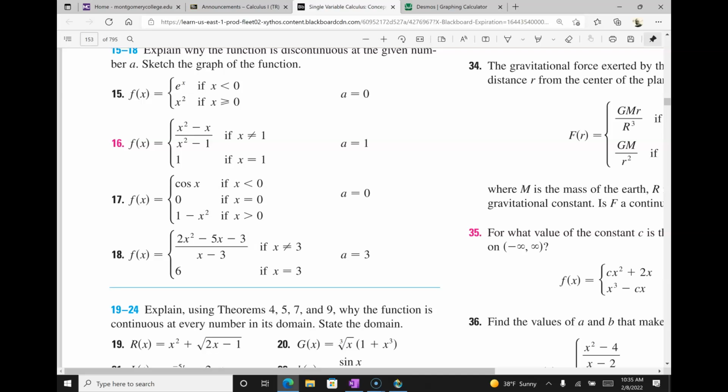This one, the middle one, right? So I know I have the point 0, 0 on this particular function. So what's cos of 0? 1. What's 1 minus 0 squared? Okay, my limit exists. It doesn't match the height at the point. No.